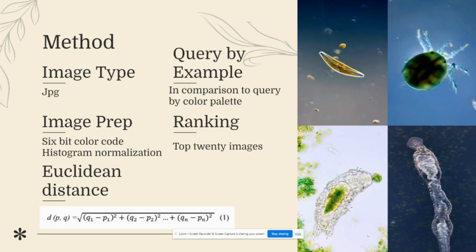Query by example was used in comparison to query by color palette, which, as I was saying before, is when you select a couple of colors that you would like to be present in your image. Of course, query by example is selecting an image that you want other images to be similar to. After we've allowed the user to pick the image that they want, we then rank the top 20 images going from the most like the selected image to the least like the selected image.